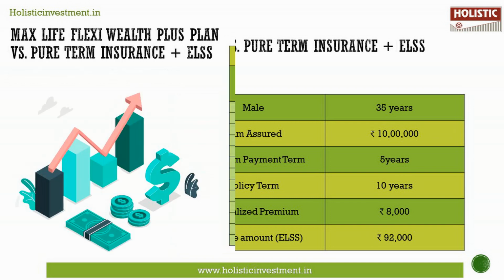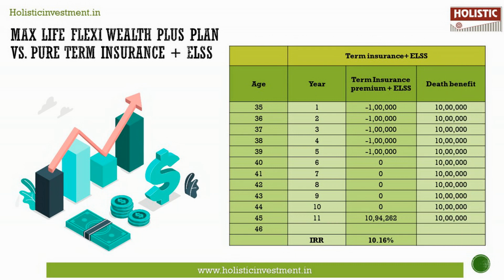So now let's see what the fund value is going to be at the end of 10 years. The fund value, which is post-tax return. We are eliminating the tax related charges, and only the post-tax return would be 10,94,262. So at the end, the IRR works out to be 10.16% in the post-tax return.